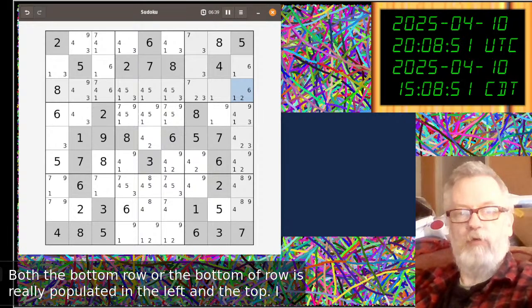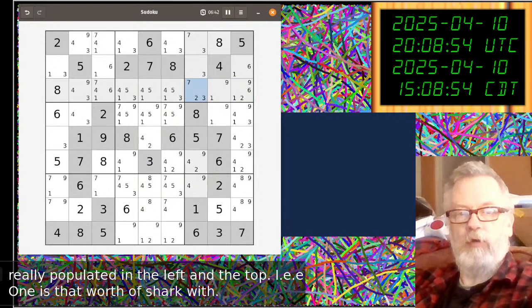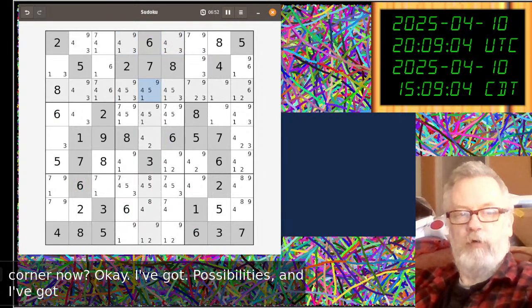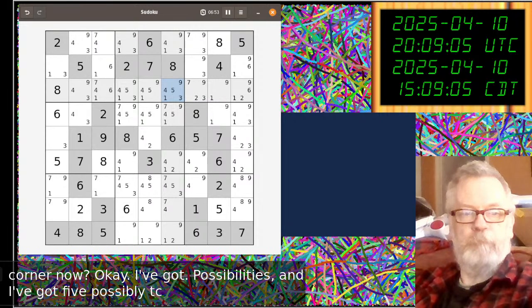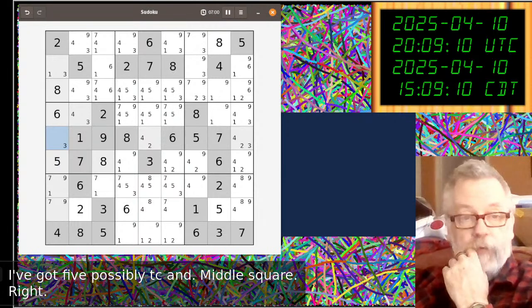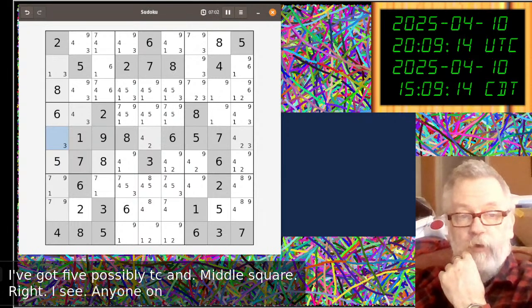Upper right corner now, I've got wide open possibilities, and I've got 5 possibilities in the upper middle square. All right, I see a standalone 3 in the left middle square.